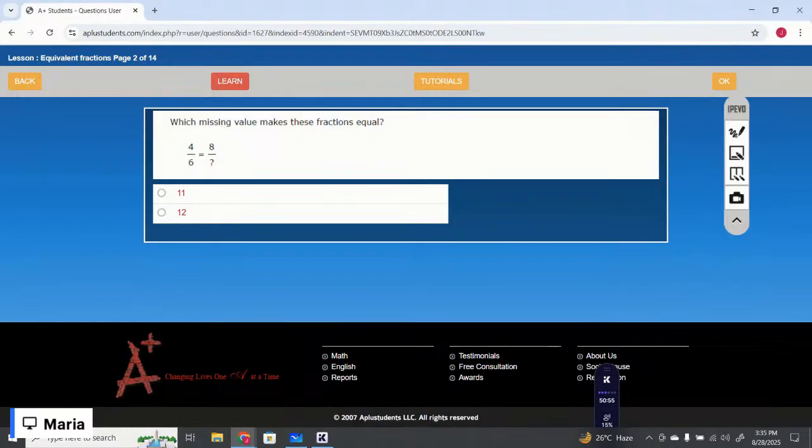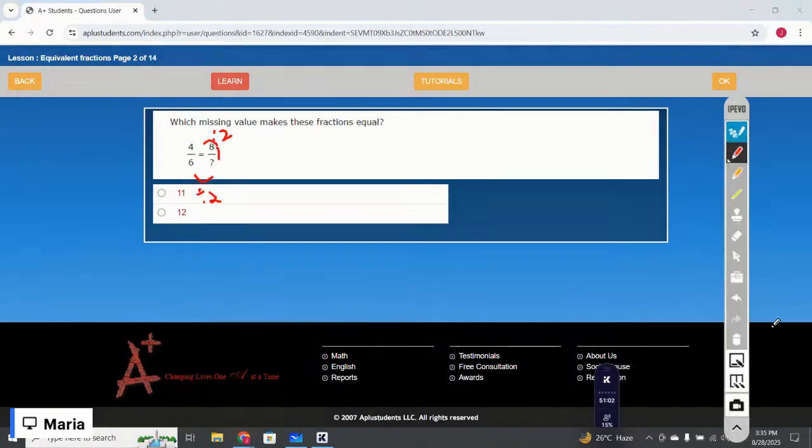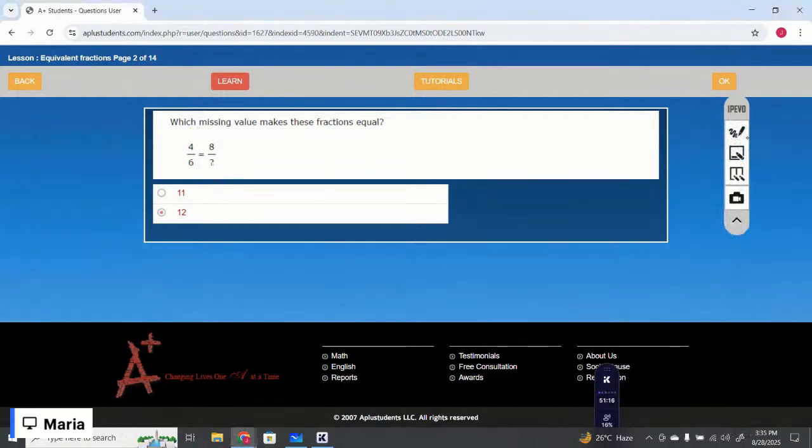4 by 6 equals 8 over the missing number. So let's see, 4 times what number is 8? 4 times 2 is 8, right? Then you have to multiply the same number by the denominator. So 6 times 2 is, very good, 12. The correct option is 12. Option number 2 is the correct option.